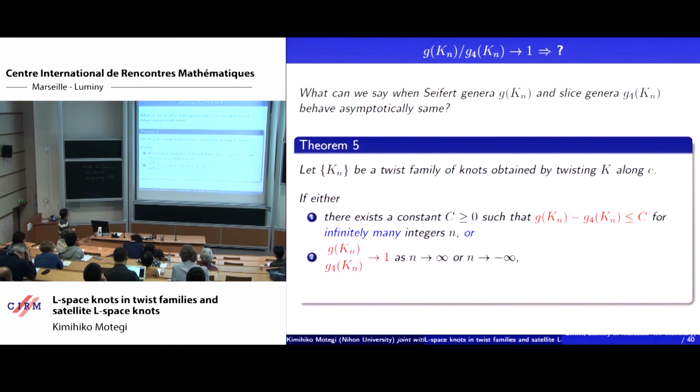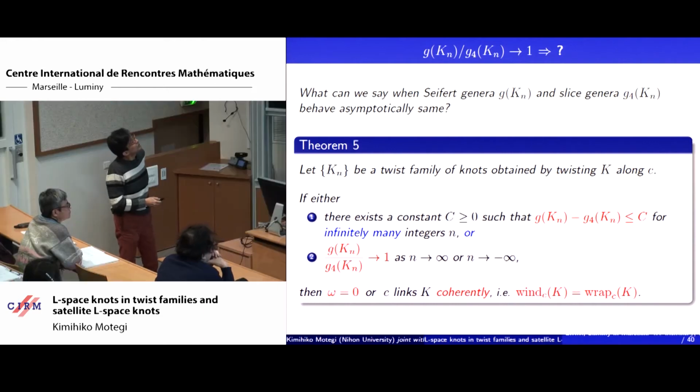Or the ratio of the Seifert genus and the slice genus tends to 1 when n goes to infinity, so positive twist, or n goes to minus infinity, so negative twist. Then we have that the winding number omega is 0, or C links K coherently. Coherently means that the winding number of K and C equals the wrapping number of K. So in other words, K wraps always in the same direction.